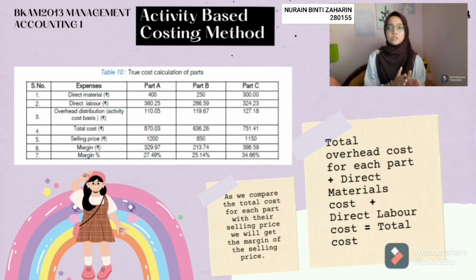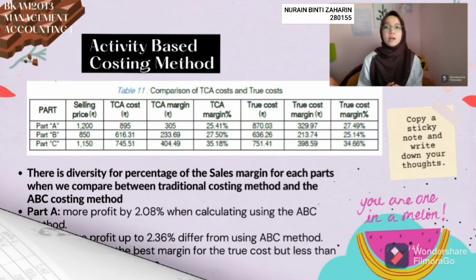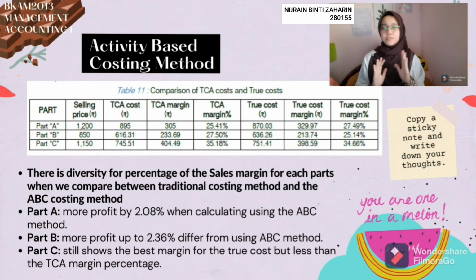As we compare the total cost for each part with their selling price, we will get the margin of the selling price. Now we can see there are diversities in the percentage of the sales margins for each part when we compare the traditional costing method and the ABC costing method, which concludes that using different costing methods will result in different amounts of total product cost. To analyze this data, firstly let's focus on part A.